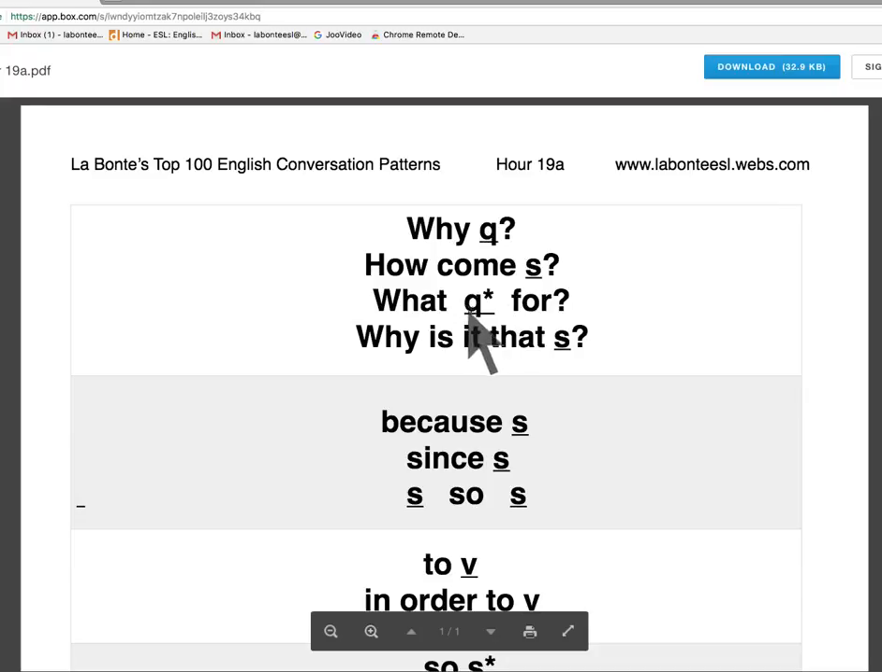This question here rarely has an adjective. It's mostly with verbs. But here, how come it's expensive? Why is it that it's so expensive? They're all good. So how do you practice this with the students? You do one at a time.